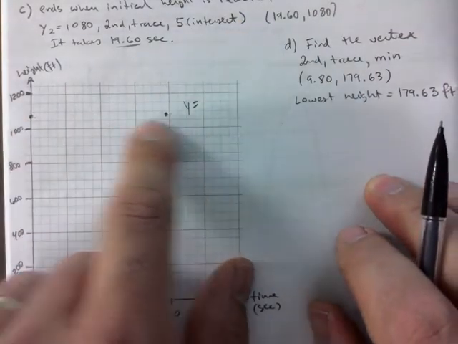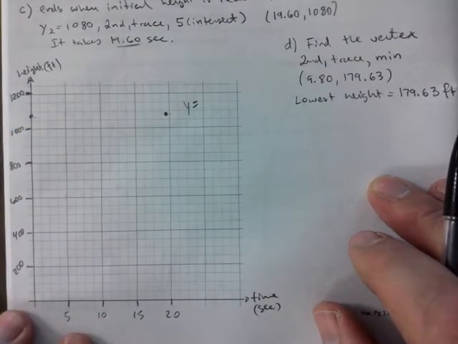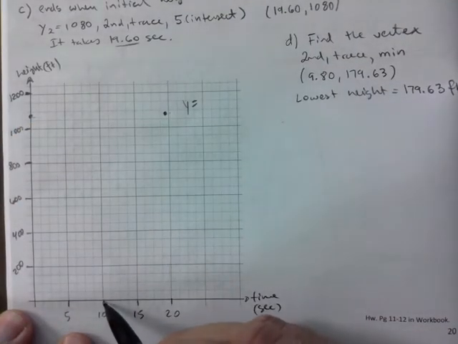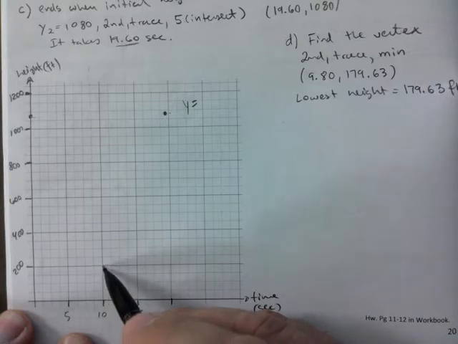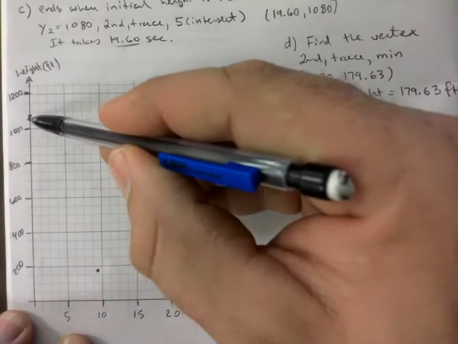So you have no x-intercept. So these are the points that represent the beginning and the end. And then you have 9.80, 179. 9.80, 179 is right about there. And now you complete that.